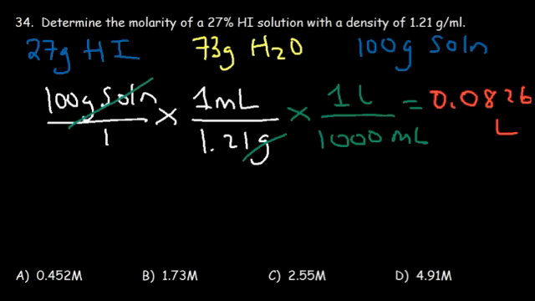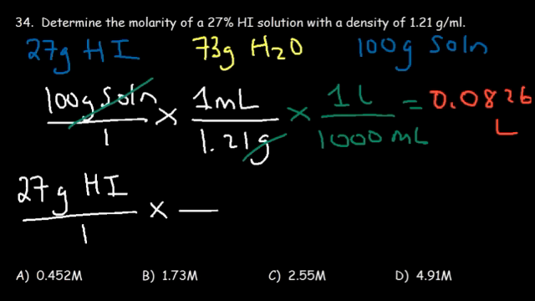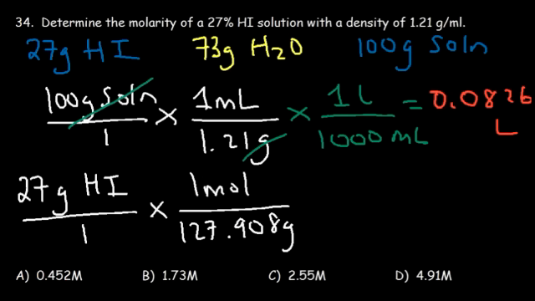So now we can calculate the molarity. Starting with 27 grams of HI, let's convert it to moles. Iodine has a molar mass of 126.9 plus 1.008 for hydrogen, so the molar mass is 127.908. Now that we have moles of solute on top, all we need to do is divide it by the liters of solution to get molarity.